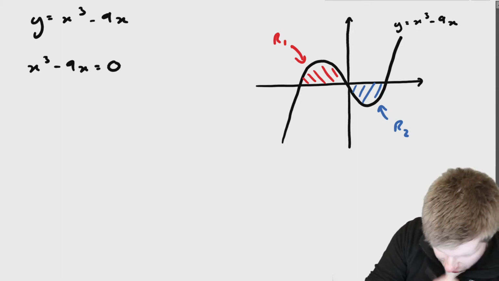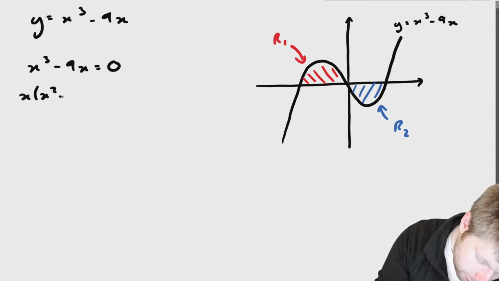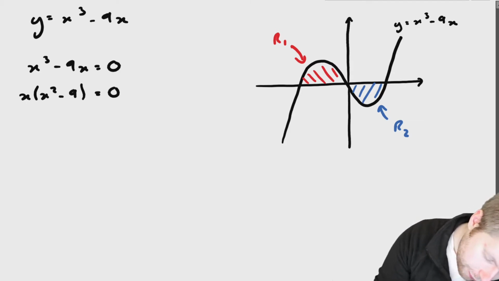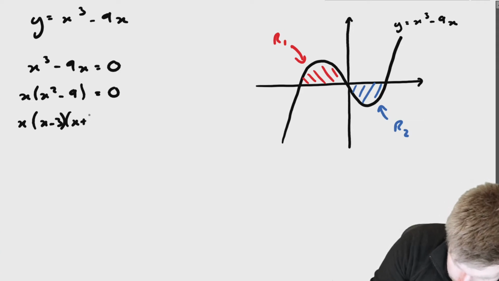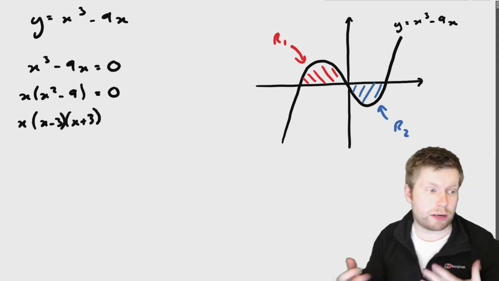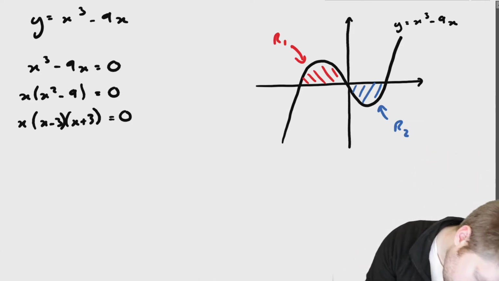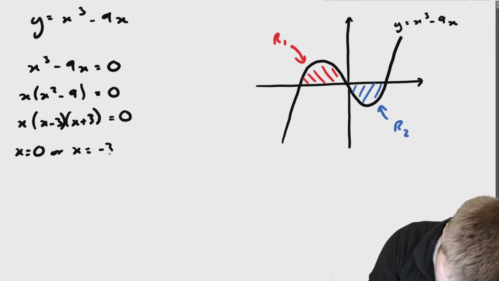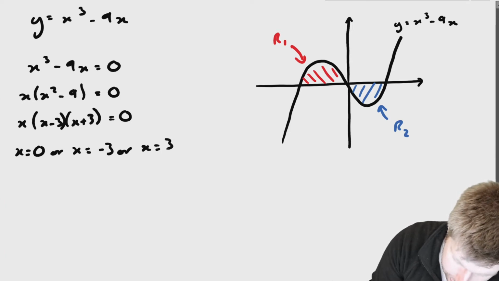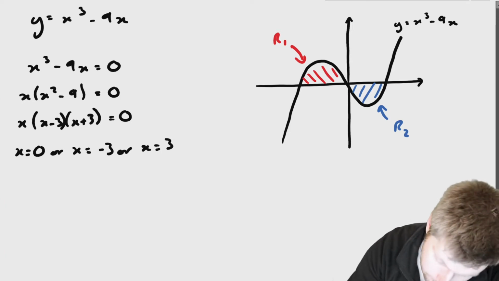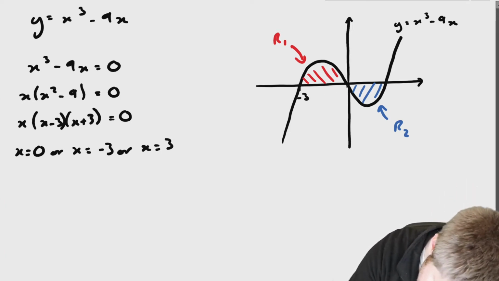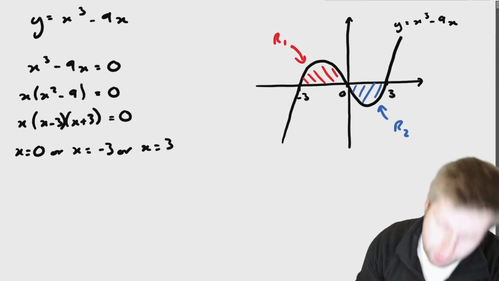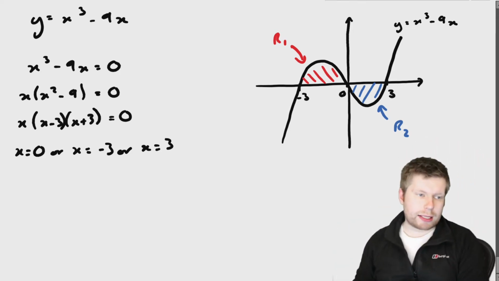And okay, if I factorize this, I get x times x squared minus 9 equals 0. And if I factorize further, x times x minus 3, x plus 3, because of course the x squared minus 9 is just a difference of two squares. So therefore I find that x is equal to 0, or x is equal to negative 3, or x is equal to 3. So there we go. Those are my three bounds. So this is negative 3, this is 0, and this is 3. These are the three points where the curve goes through the x-axis.